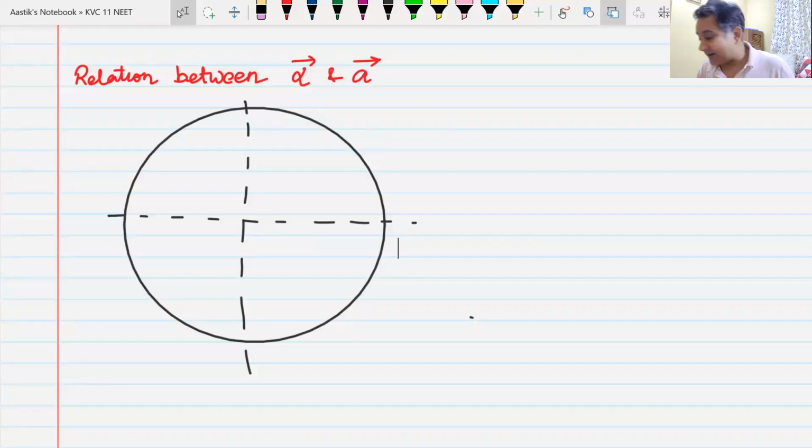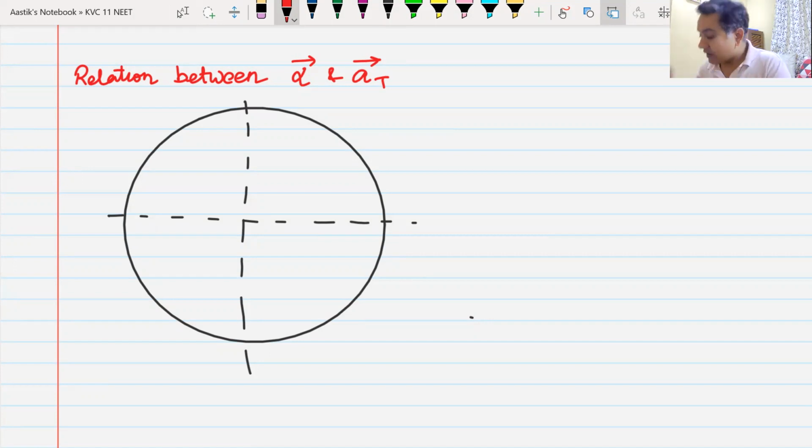So the only thing that is left is the relation between alpha, the angular acceleration, and A, the linear acceleration. Or I should call it AT. That would be better. AT. Why is it known as AT? It is known as tangential acceleration.